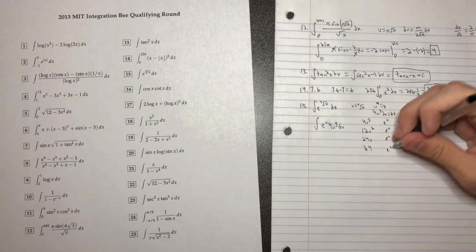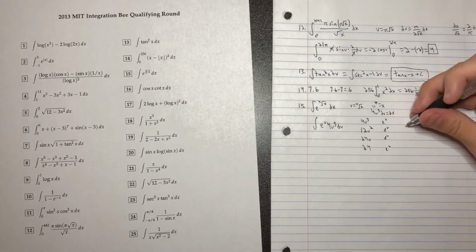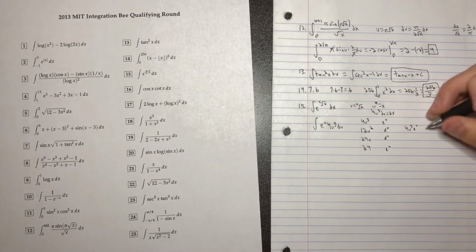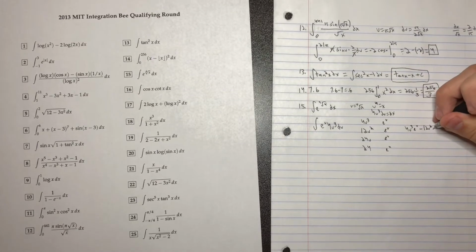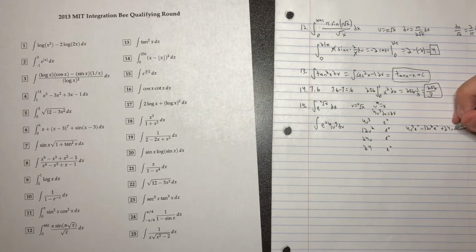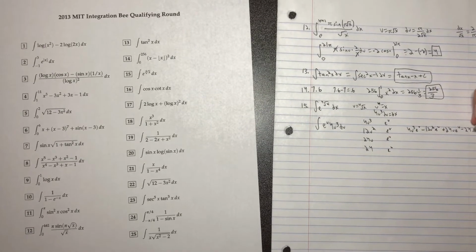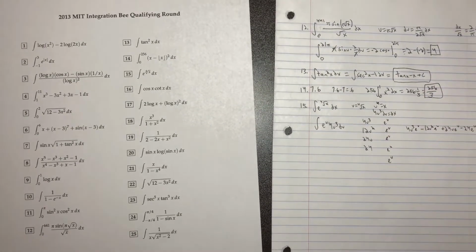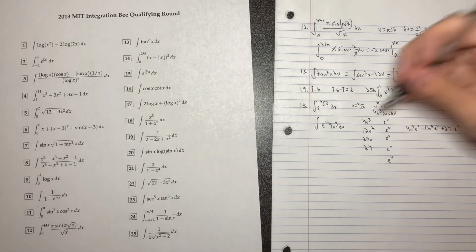I use tabular. So then this integral is going to be 4u cubed e to the u minus 12u squared e to the u. And then we have plus 24u e to the u minus 24 e to the u. Sorry, I forgot another e to the u down here. And then we have to plug back in our u, though.